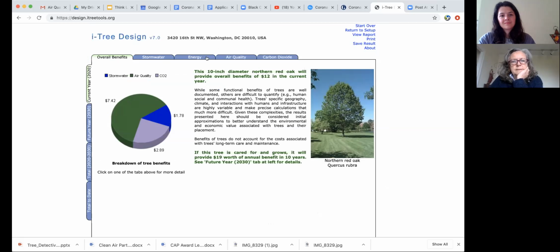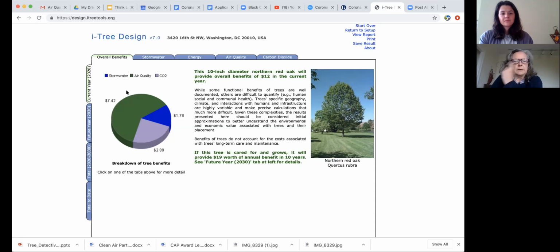When we look at this new tab, we can see there are horizontal tabs right here. So we have stormwater, energy, air quality, and carbon dioxide. And then there are vertical tabs here: total today, total from 2020 to 2030 for the 10 years that we had put in the previous frame, future years, 2030, and then current year. So right now we're looking at overall benefits in the current year, 2020.